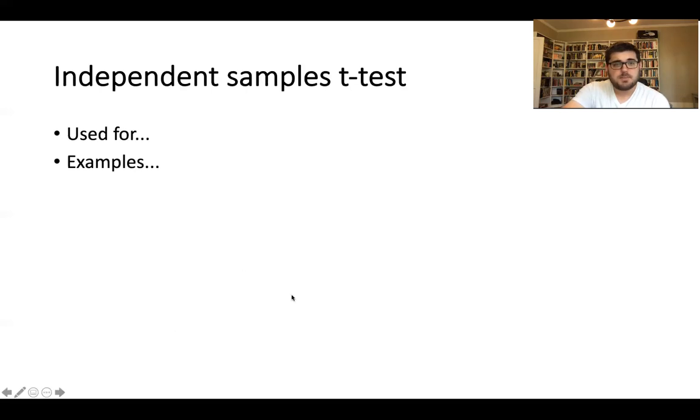So the first concept we go over is the independent samples t-test. This test is used for when you have two independent samples, two sample means that you want to test to see if they're statistically different from one another. And what I mean by independent is the sample means are coming from two completely different samples.